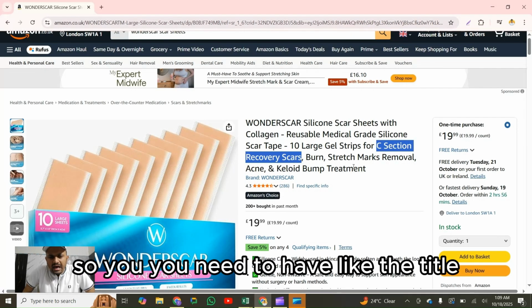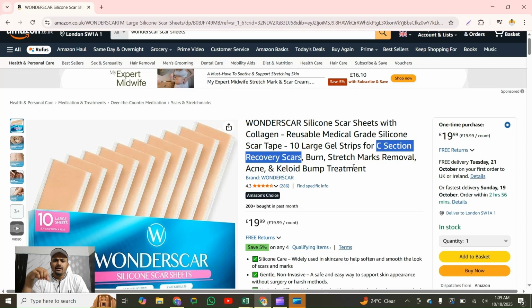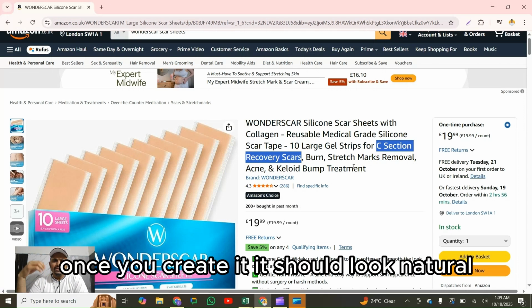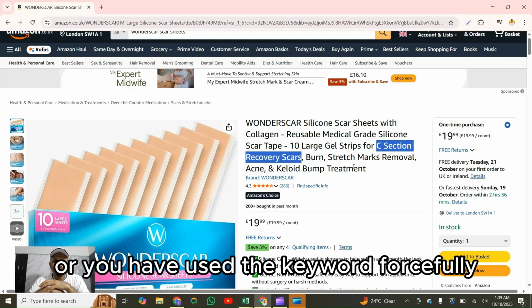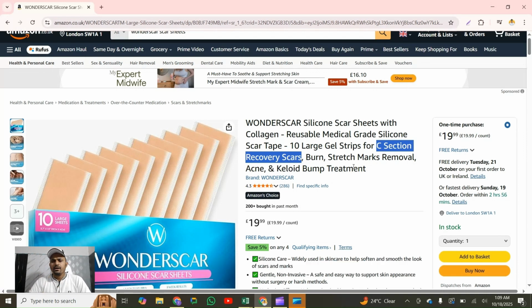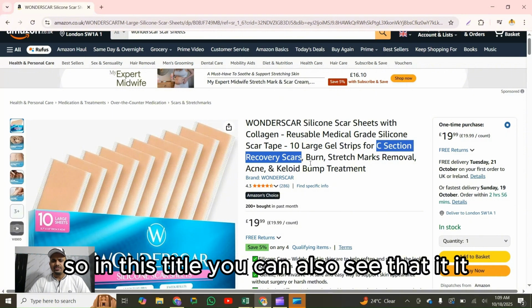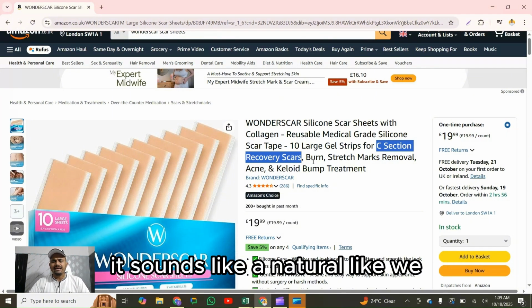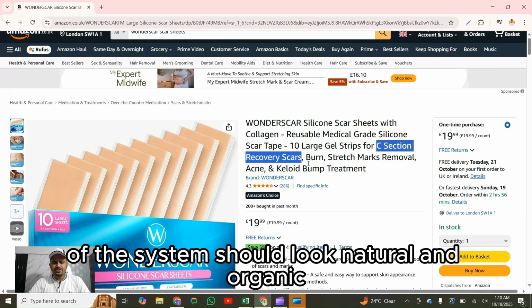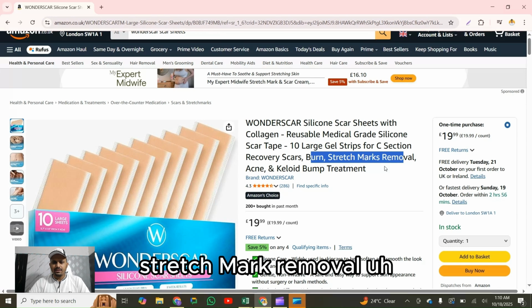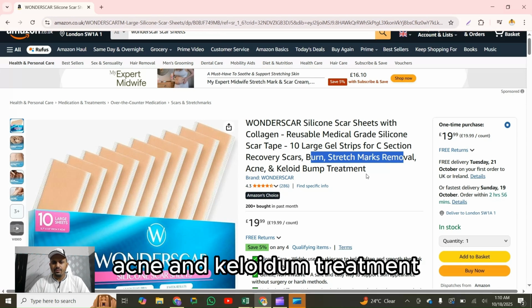Once you create the title, it should look natural. It shouldn't look as if you have embedded or used the keywords forcefully. In this title you can see that it sounds natural, like we haven't used them in a forceful manner. So the flow of the title should look natural and organic. Then burn, stretch mark removal, acne and keloid treatment.